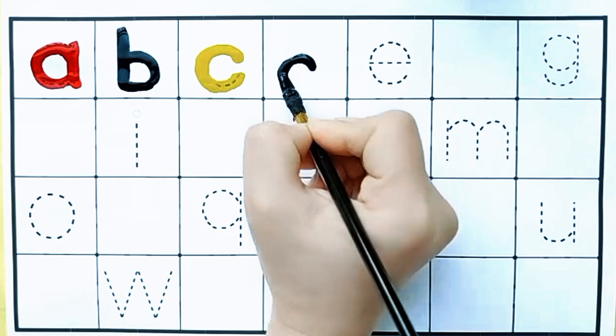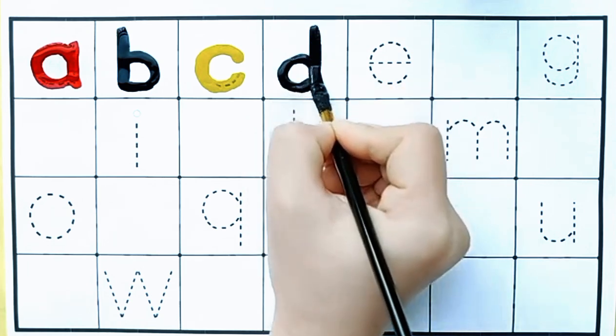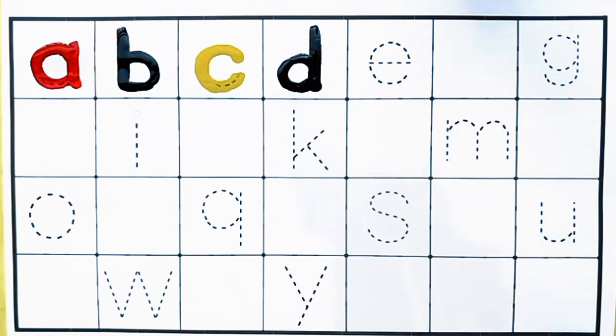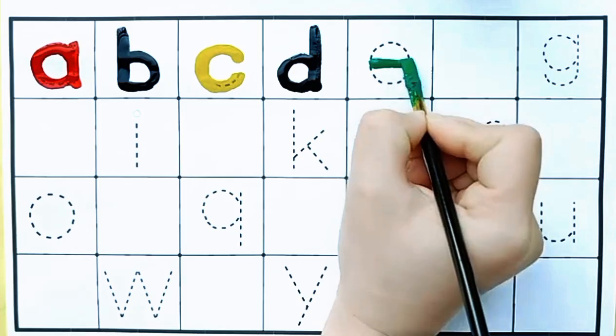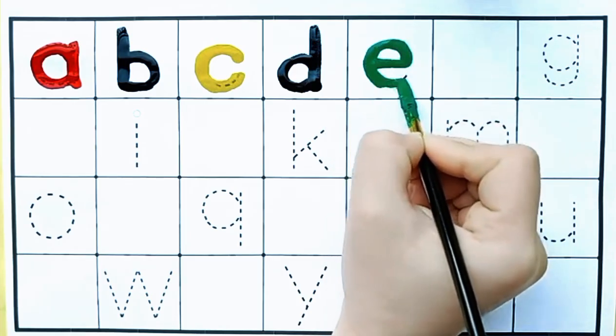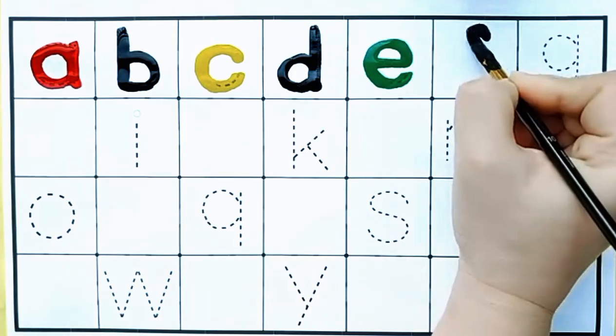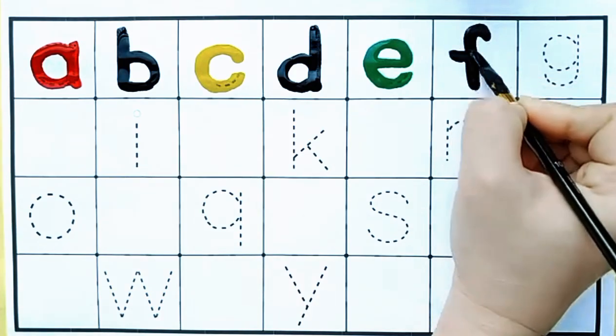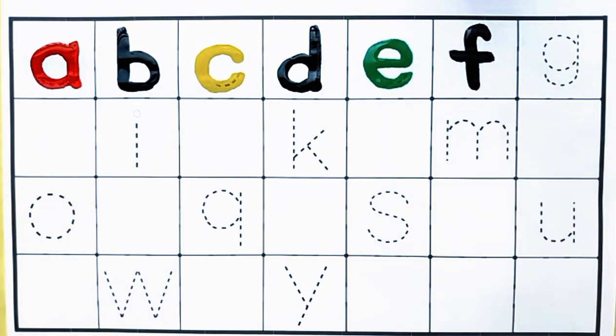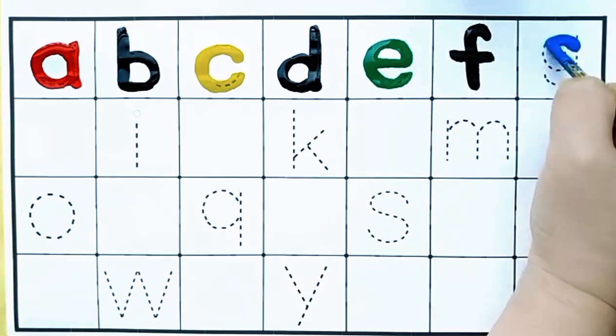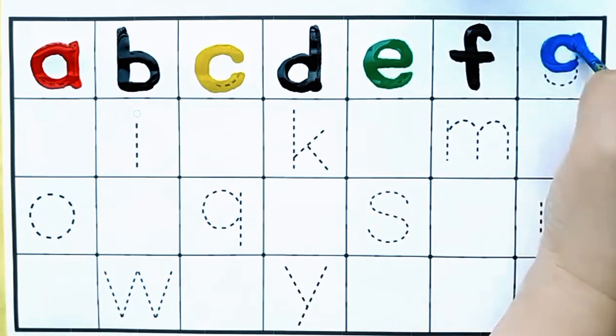D for doll, D for doll. E for eggplant, E for eggplant. F for flower, F for flower. G for grass, G for grass.